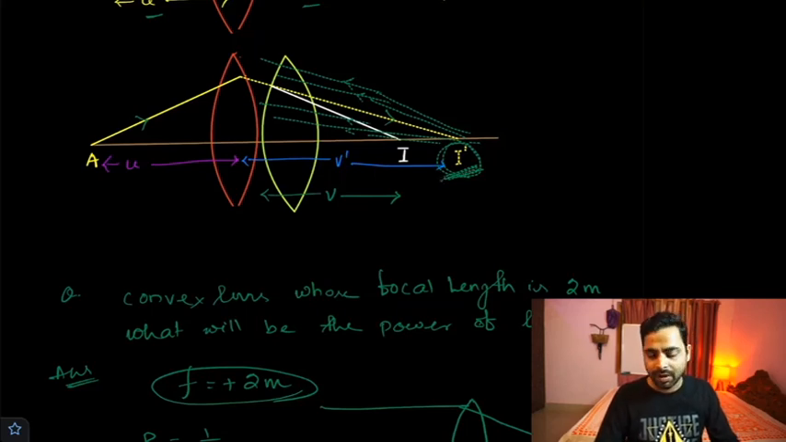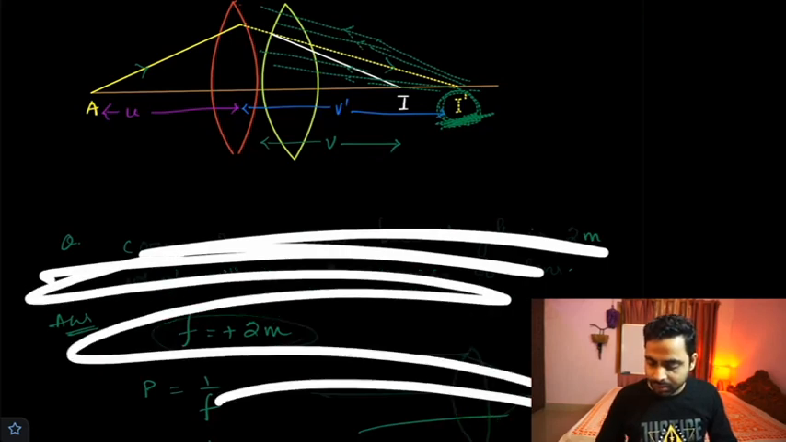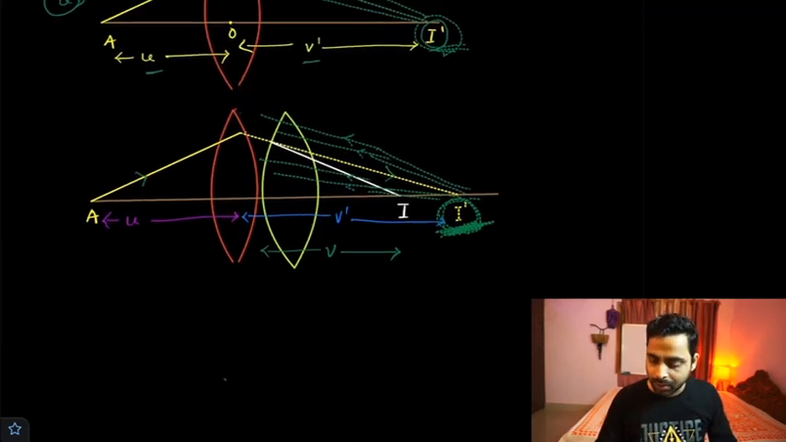सोर्स ऑफ लाइट मान सकते हैं। सेकेंड लेंस के लिए सोर्स कौन हो जाएगा? I prime हो जाएगा। ऑब्जेक्ट पोजिशन कौन हो जाएगा? I prime हो जाएगा, राइट। तो यहाँ पर सेकेंड लेंस के लिए ऑब्जेक्ट पोजीशन क्या हो गया? I prime, राइट। तो यहाँ पर हम क्या बोल सकते हैं?